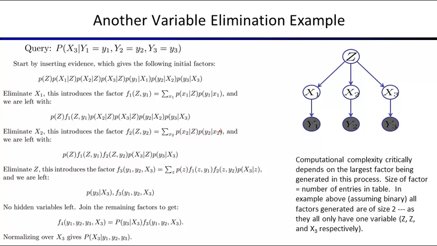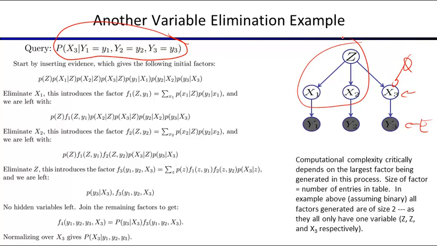Actually, what we want to do with this example is just to show you how little we might write down when we work through this. The query is this thing over here: x3 given y1, y2, y3. The y's are the bottom variables here. X's are sitting here. The query variable is this one here. Query variable, evidence variables here. Z, x1, and x2 are hidden variables.